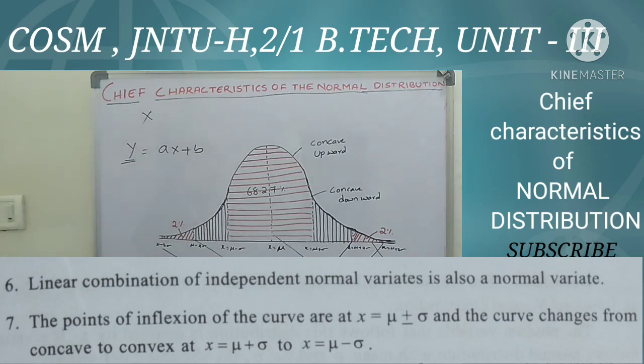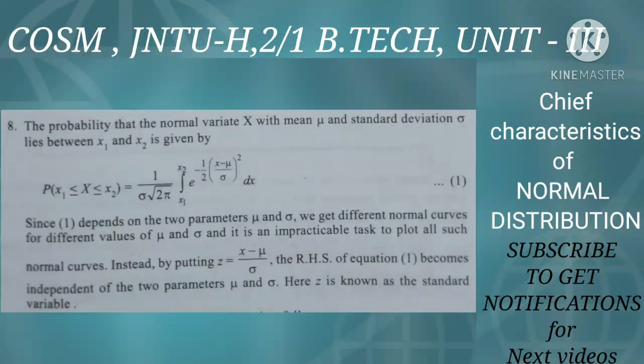Now the eighth point is that the probability that the normal variate x with mean mu and standard deviation sigma lies between x1 and x2 is given by P(x1 ≤ x ≤ x2) = 1 by sigma root 2 pi times the integral from x1 to x2 of e power minus 1 by 2 into (x minus mu divided by sigma) whole square dx. It depends on the two parameters: the area always depends on mu and sigma.